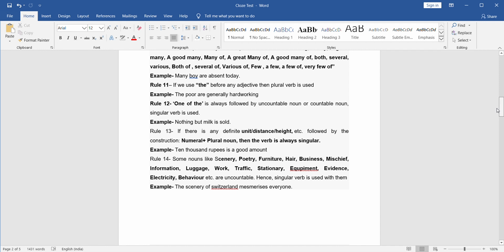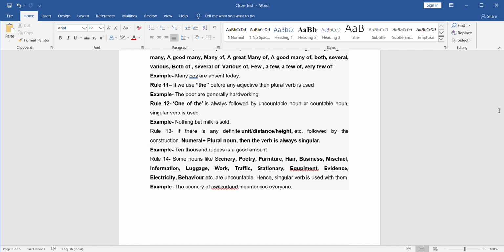If you use the before any adjective, then a plural verb is used. Basically, the poor are generally hardworking. One of the is always followed by an uncountable noun, and a singular verb is used. Nothing but milk is sold. Okay. If there is any definite unit, distance, height, it is followed by the construction numeral plus plural noun, then the verb is always singular.